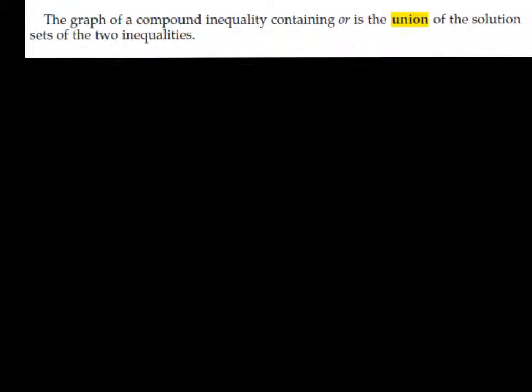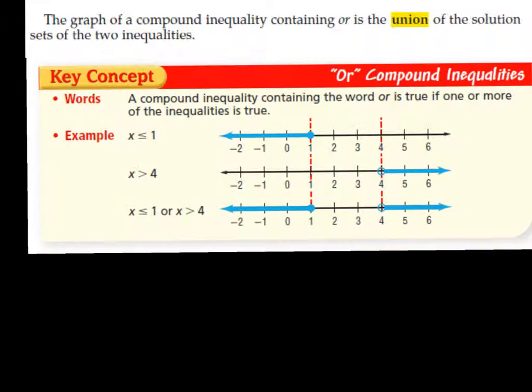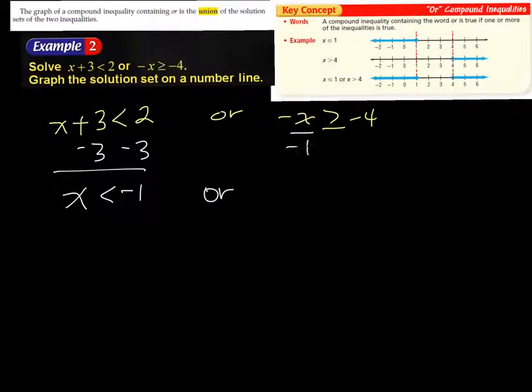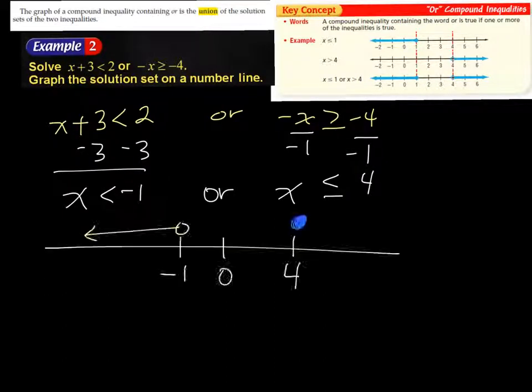The graph of a compound inequality containing or is the union of the solutions of the two inequalities. So in an or situation, our arrows can go opposite directions. To solve, all we're going to do is solve each of the inequalities separately. We subtract 3 from both sides, x is less than -1, or divide by -1, and since we divided by a negative, x is less than or equal to 4. That's unusual. The arrows are going the same way. So this is an interesting one to talk about.